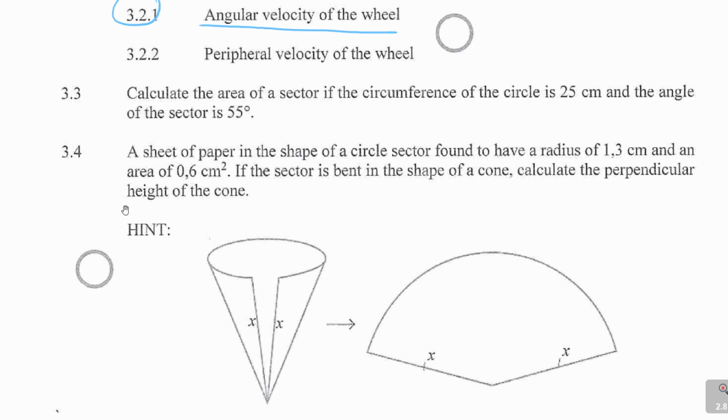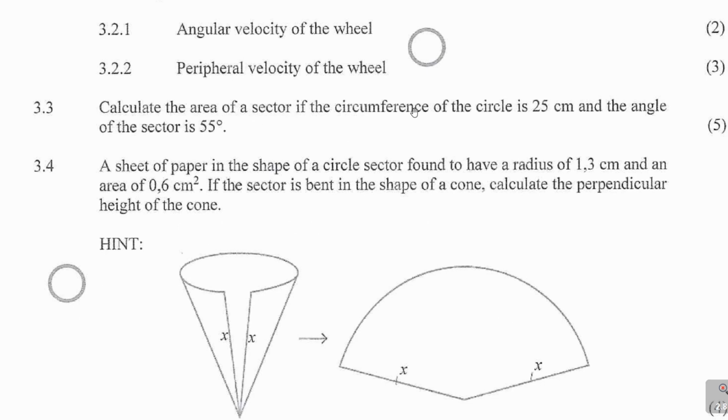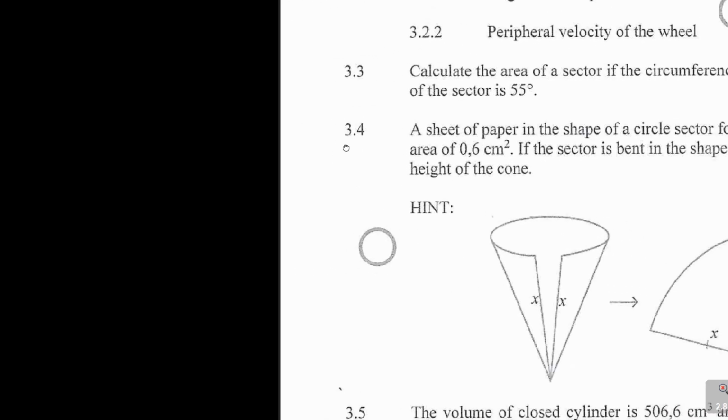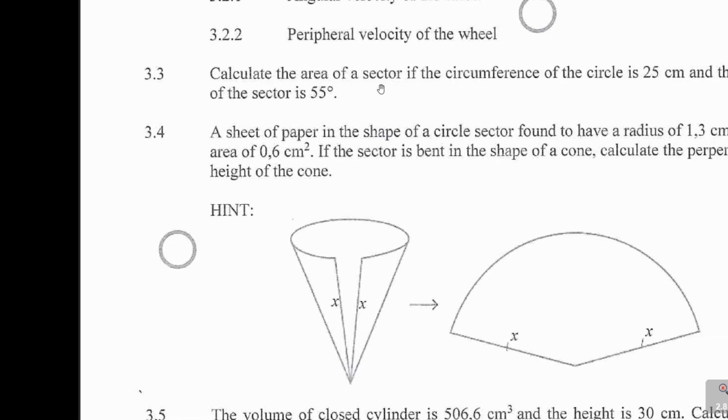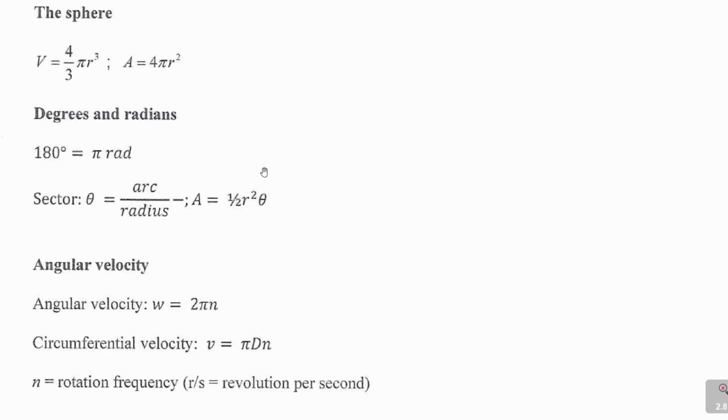Next one, 3.3. It says here, calculate the area of a sector if the circumference of the circle is 25 centimeters and the angle of the sector is 55 degrees. They made it 5 marks. Now let me sketch this. What they're saying is, you have a circle. I just want to show you what they mean. You have a circle, and then the circumference of a circle, because they gave us the circumference. Now what's the circumference of a circle?